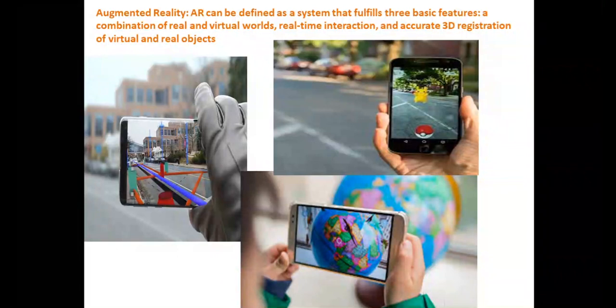The emerging technology, augmented reality, which is very much different from virtual reality, where electronic devices are connected with the real world. So, augmented reality can be defined as a system that fulfills three basic features, where we require a combination of real world and virtual world, real time interaction, and accurate 3D registration of virtual and real objects. So, we connect the real world with our electronic device in real time interaction.